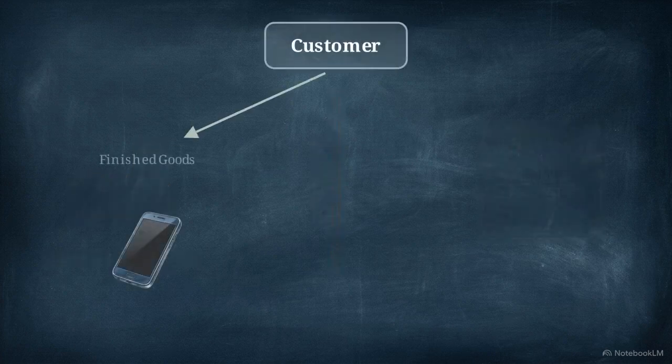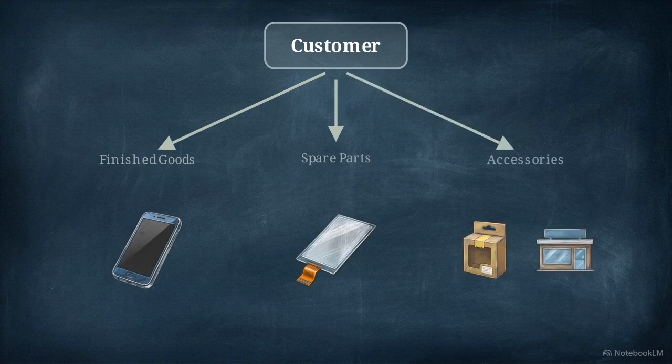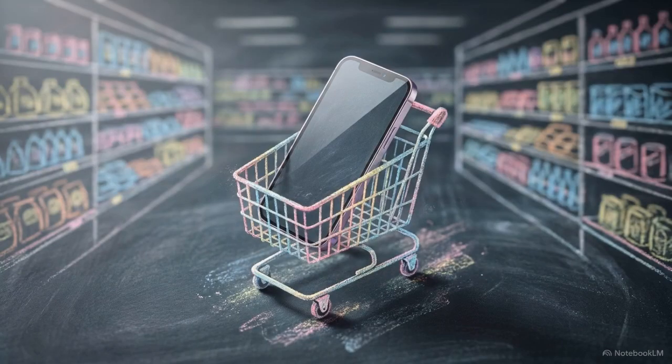The clearest examples are finished goods. When an external customer purchases a smartphone, that event generates independent demand. This logic also applies to spare parts, like replacement screens, and accessories pulled from retail shelves by those same buyers. The defining rule for planners is simple. If the end customer decides the exact quantity at the point of sale, you are dealing with independent demand.